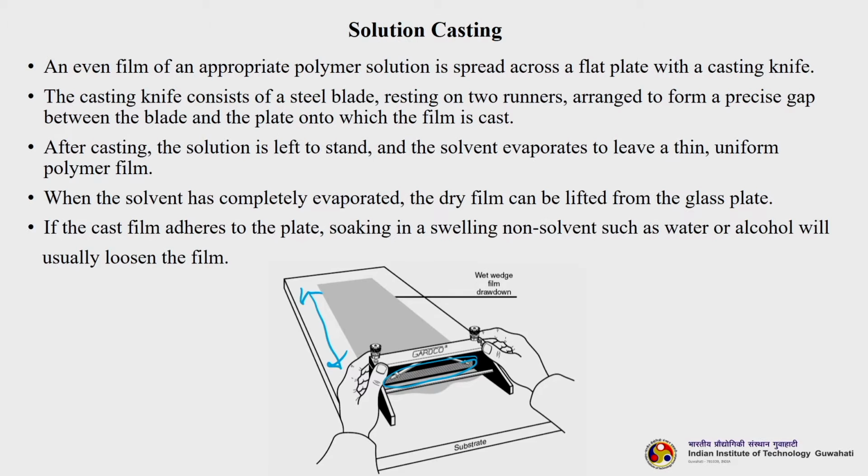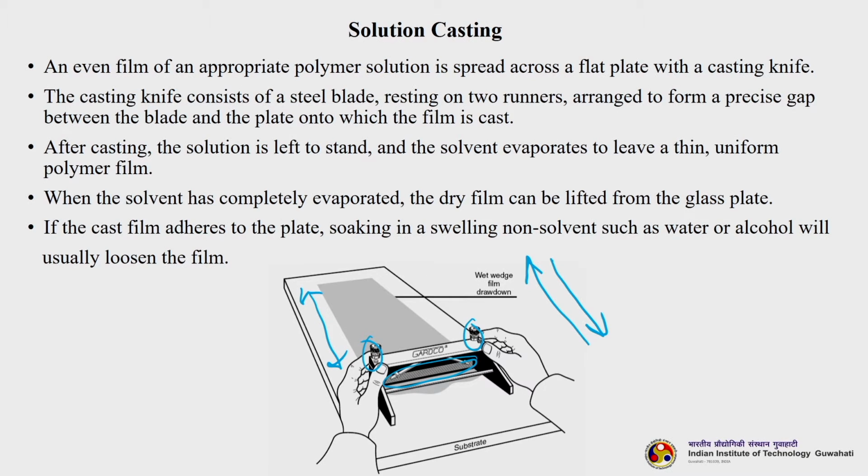So, the casting knife consists of a steel blade resting on two runners. Okay. So, this is one runner, this is another runner. So, basically we can move it in this direction, and I can again further move it in this direction. The knife consists of a steel blade resting on two runners arranged to form a precise gap between the blade and the plate onto which the film is cast. And what is the role of the knife? I can adjust the knife height in such a way as to obtain a desired thickness of the membrane.